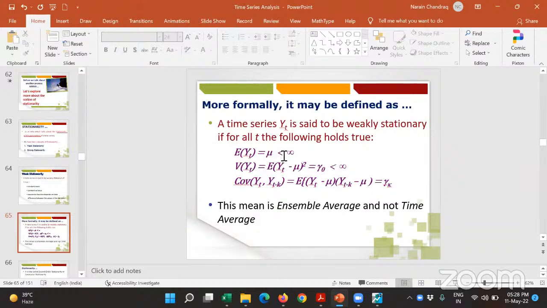So all the right hand side things must not have a subscript t attached to it, which basically means that they are all constant itself. If these three conditions are satisfied, you talk about the series as a weakly stationary series.